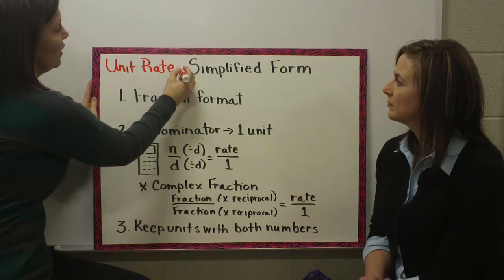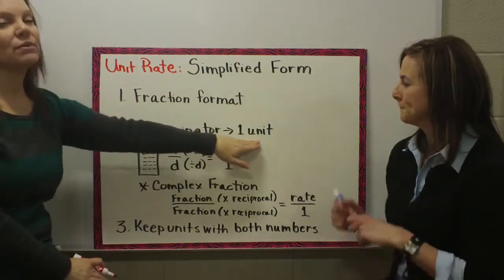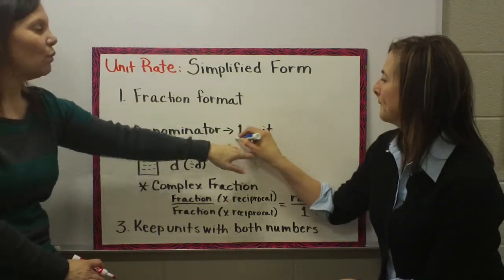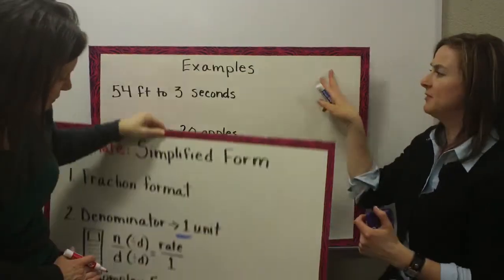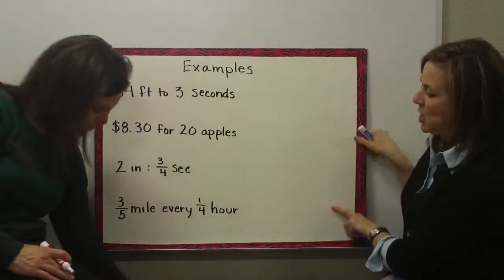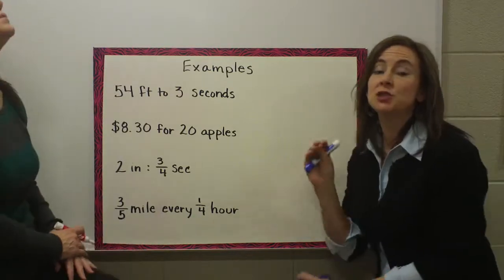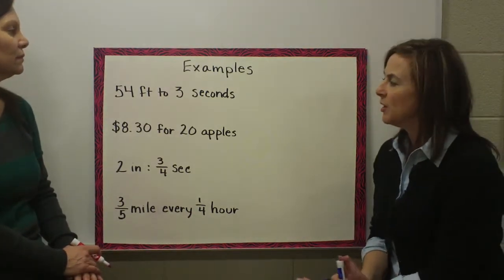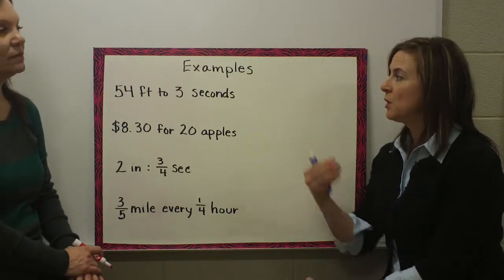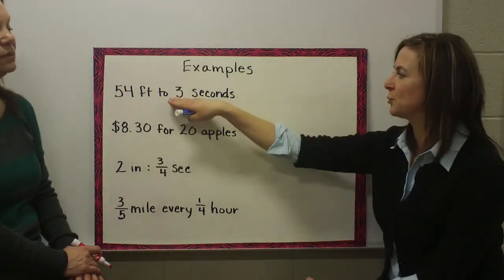And that comes from the meaning of the bottom: it's always going to be your denominator, 1 unit. Let's take a look at how we can solve some of these problems. Remember, with a rate, we have 2 different kinds of units. So in our first example, we have 54 feet to 3 seconds.